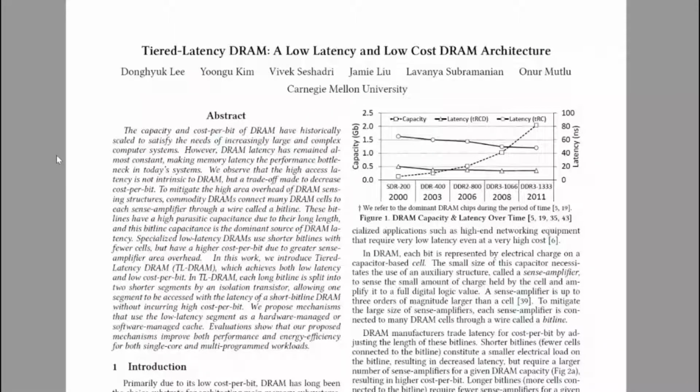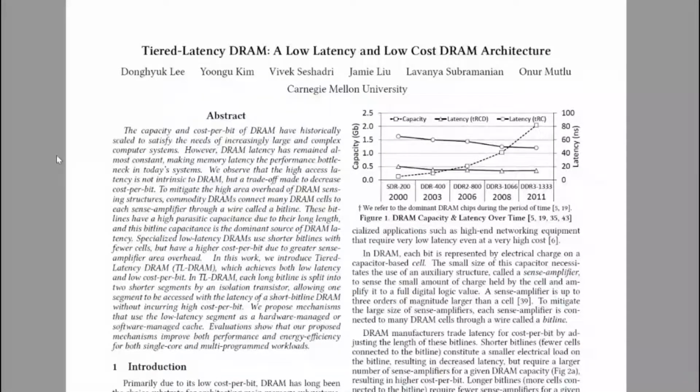tRC has two more components. The second part is read restoration, which means the data must be restored back into the row. It will take some time, and the total time is called tRAS. I explained that in my last lecture. After this tRAS time, if the controller wants to access a different row, a precharge command is also required. So the total row cycle time is tRAS plus tRP, the precharge time. I hope you remember it from the last lecture.